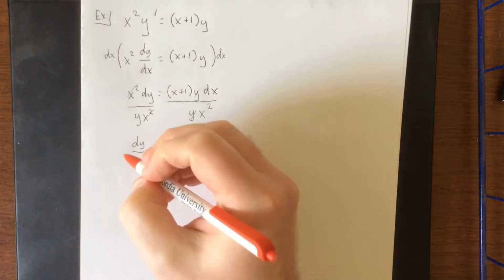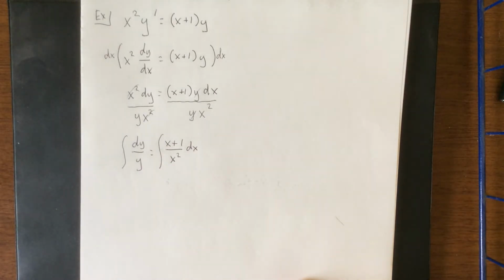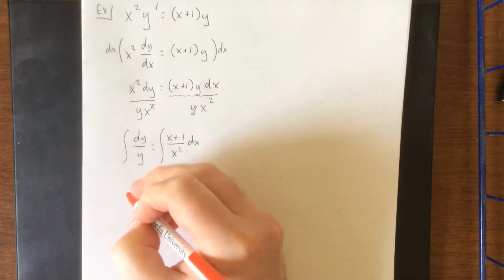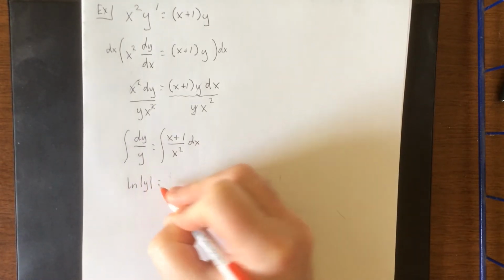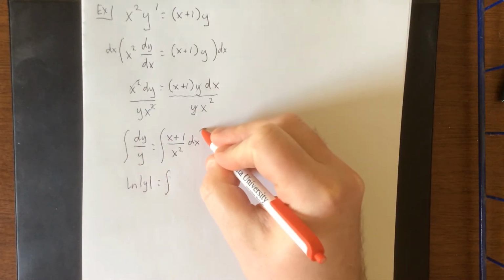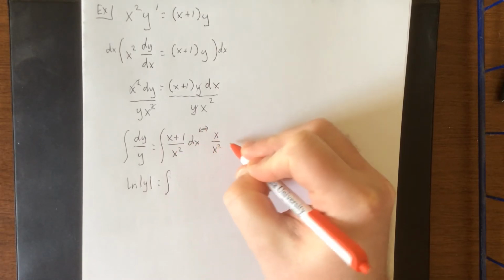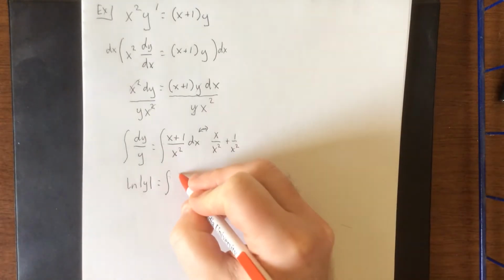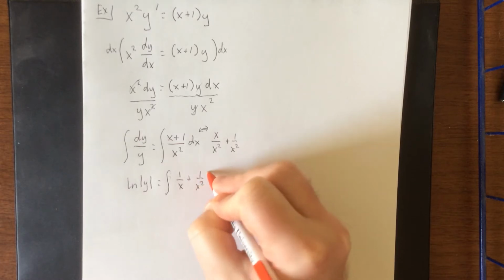In this form, it appears ready to be integrated, so I'm going to integrate both sides with respect to the appropriate variables. Left-hand side is going to be relatively straightforward. This will simply be the natural log of the absolute value of y. On the right-hand side, before I integrate, I'm going to distribute the x squared to both of the terms and call this x over x squared plus 1 over x squared, so that we will be integrating 1 over x plus 1 over x squared.